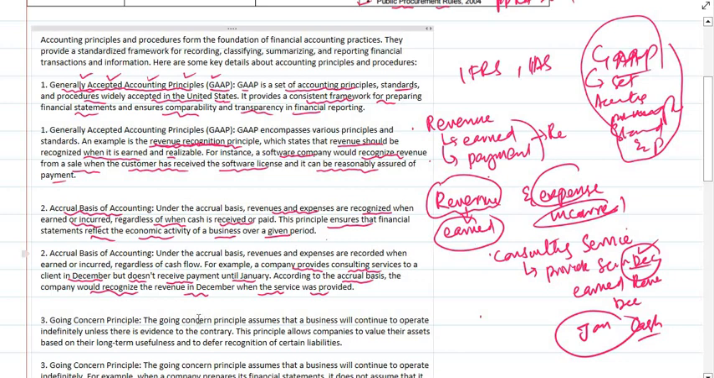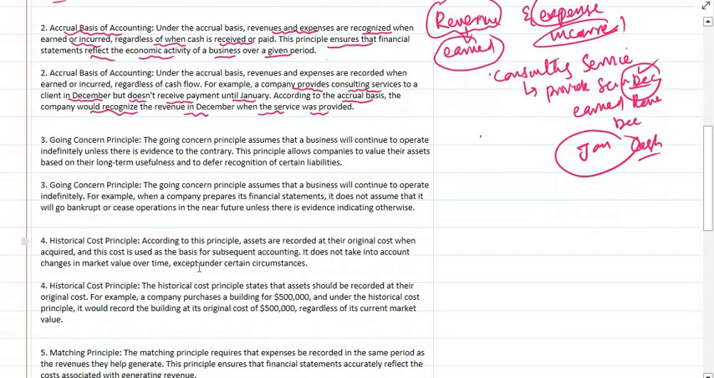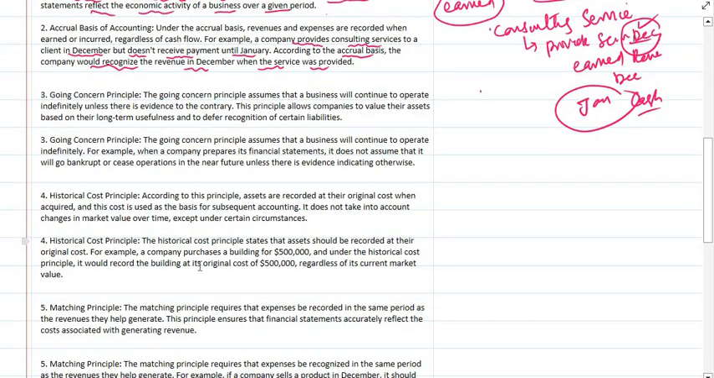Now let's move on. We have another very interesting concept, that is the going concern principle. According to this principle, the going concern principle assumes that a business will continue to operate indefinitely unless there is evidence to the contrary. This principle allows companies to value their assets based on the long-term usefulness and to defer recognition of certain liabilities.